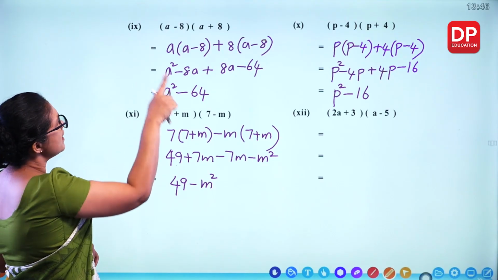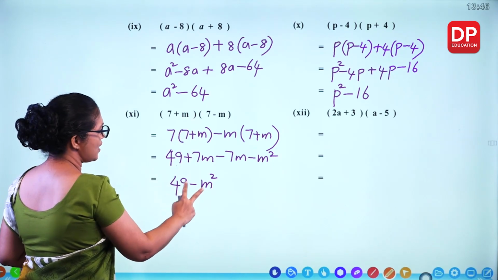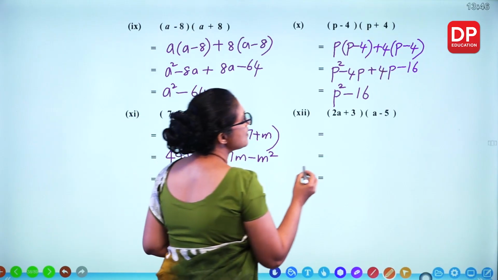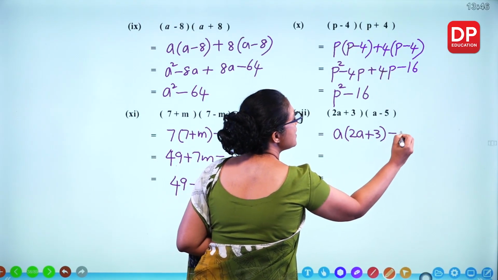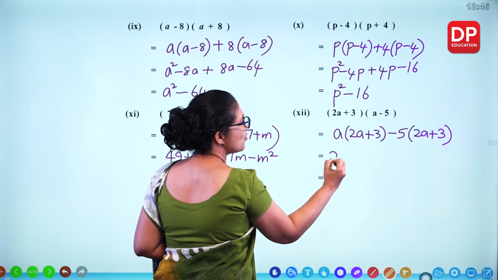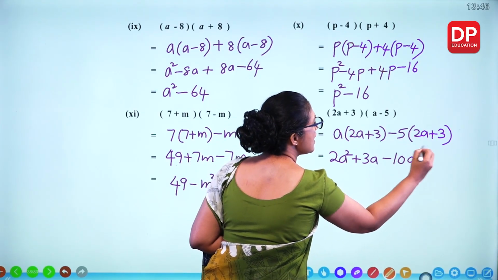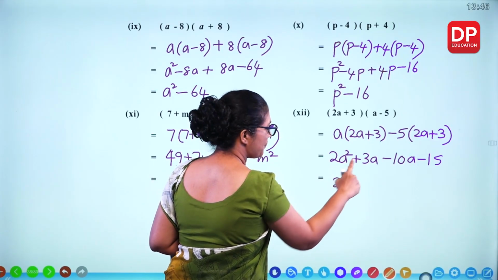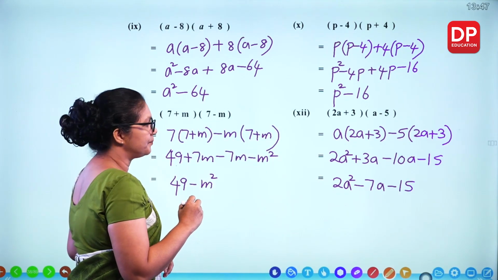So what are these actually? Can you remember the difference between two squared terms? So you get square terms here and here. This one, a with 2a plus 3 minus 5 with 2a plus 3. 2a squared plus 3a minus 10a minus 15. Simplify, you get 2a squared minus 7a minus 15.